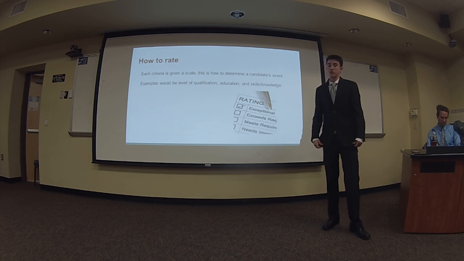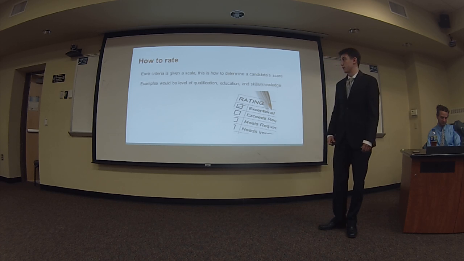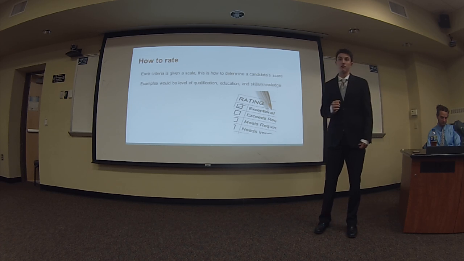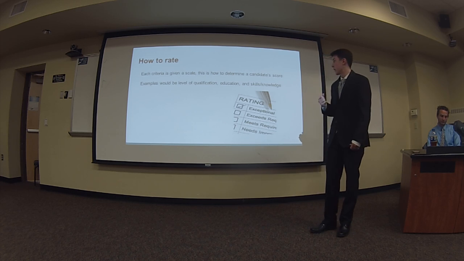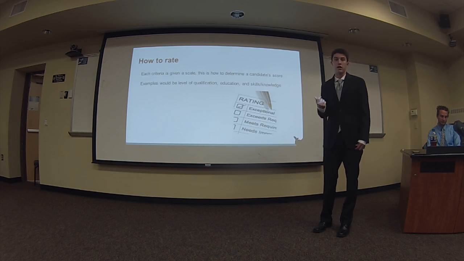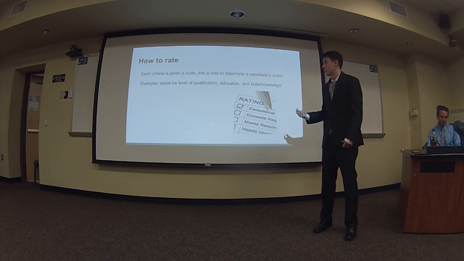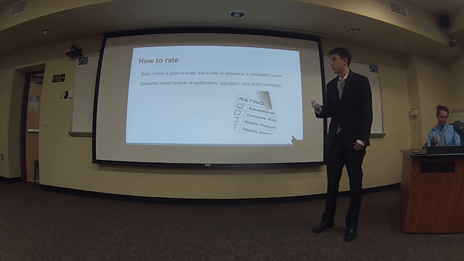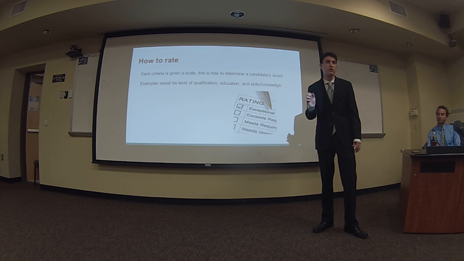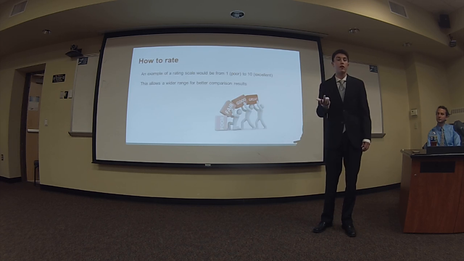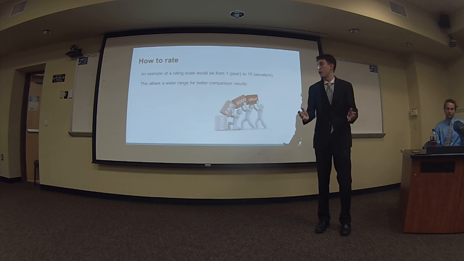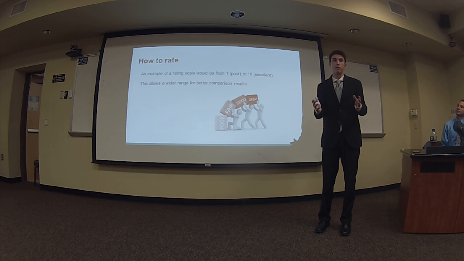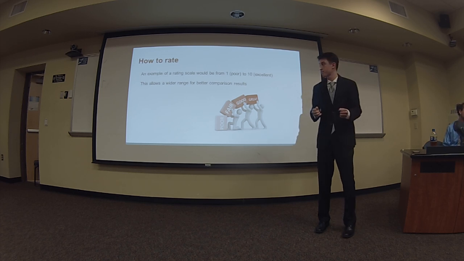So how you actually rate the candidates that are chosen is each criteria is going to be given a scale, generally 1 through 10, 1 being poor, 10 being excellent. And this is the first step in determining the candidate's score. Like I said before, we'll be taking the weighting factors into consideration again. And you're going to be rating them based on their level of qualification, their education, their skills and knowledge. So basically this allows for a wider comparison when you actually get the final statistics behind each candidate.